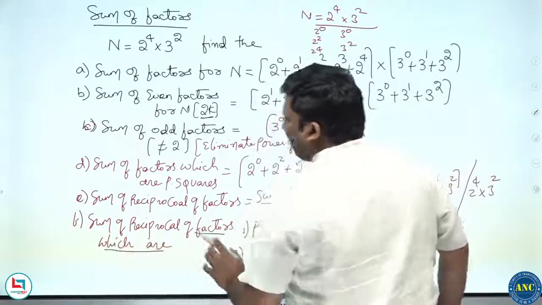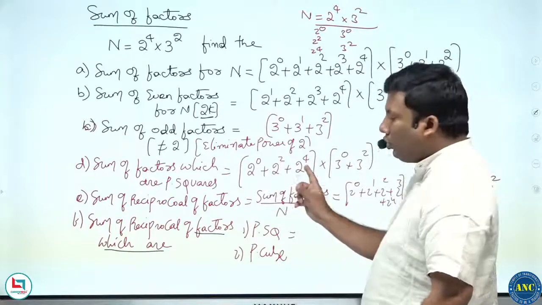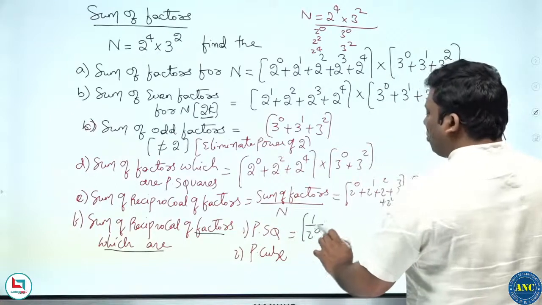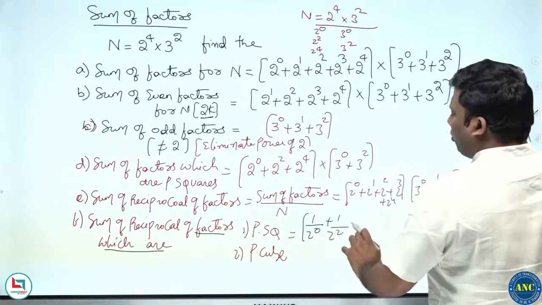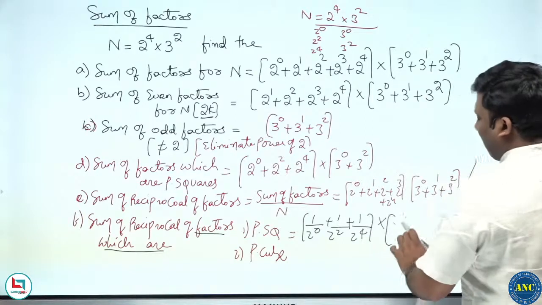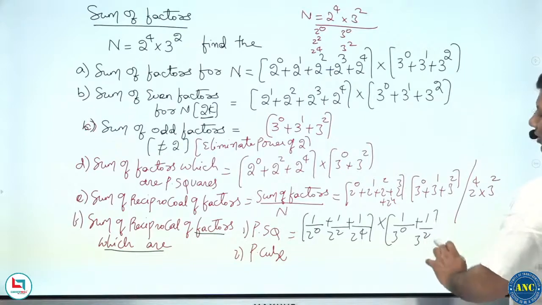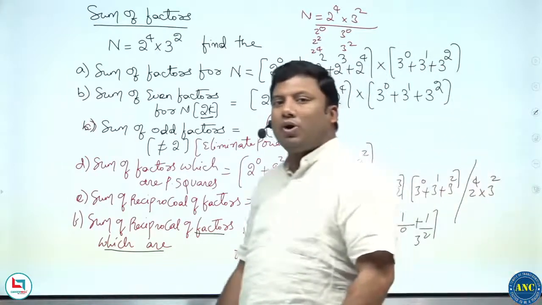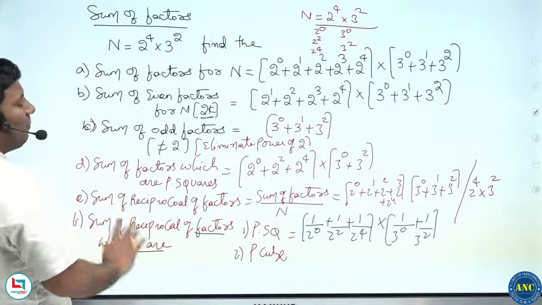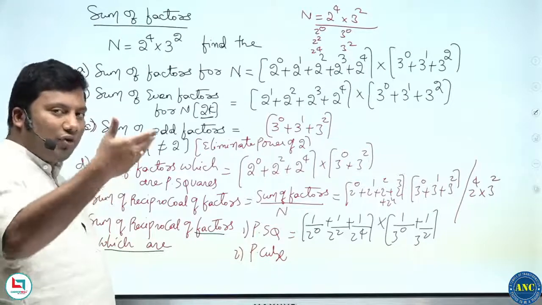Sum of the reciprocal of the factors which are perfect squares. First find the factors which are perfect squares: 2 power 0, 2 power 2, 2 power 4. Reciprocal is 1 by. So 1 by 2 power 0, 1 by 2 power 2, 1 by 2 power 4. Similarly, the next one is 1 by 3 power 0 plus 1 by 3 power 2.